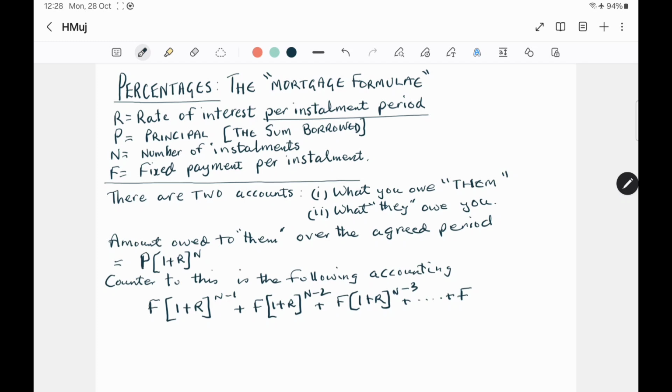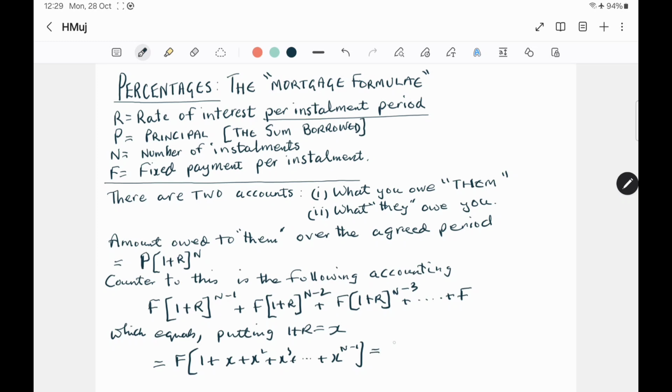Now, this equals, putting 1 plus R equal to X, the following: F into 1 plus X plus X squared plus X cubed, and so on, up to X to the N minus 1, which is a geometrical series and comes to F into (X to the N minus 1) over (X minus 1).